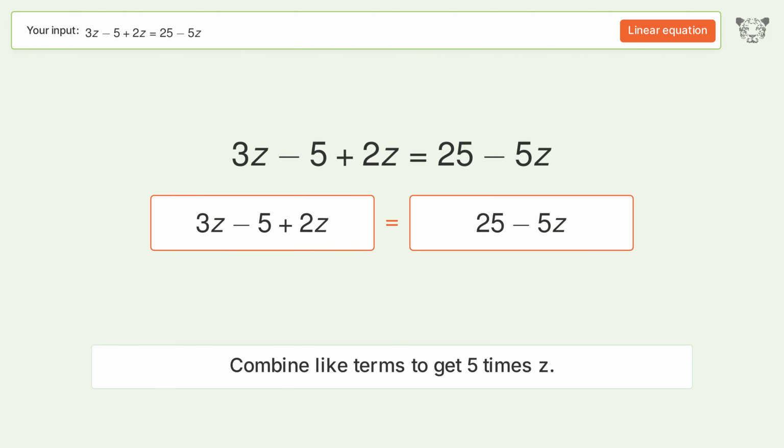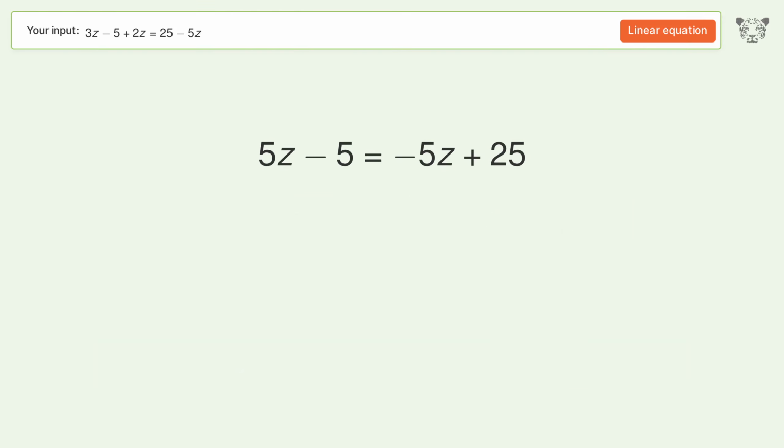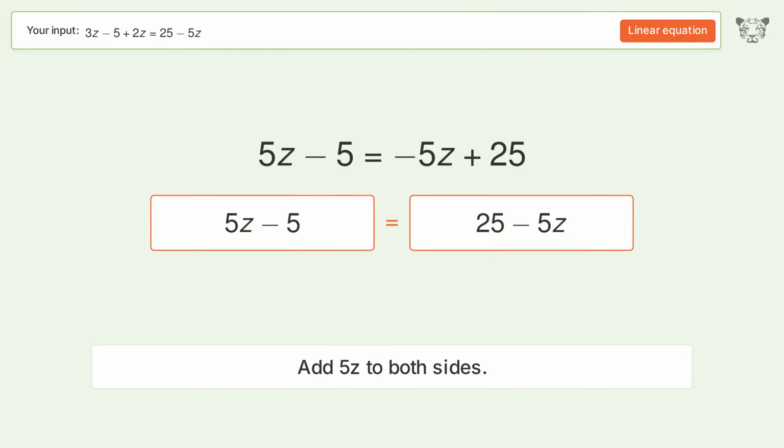The z terms are like terms, so add their coefficients. They combine to 5 times z. The right side has negative 5 times z. To collect the z terms on one side, add 5 times z to both sides. That gives 10 times z minus 5 equals 25.